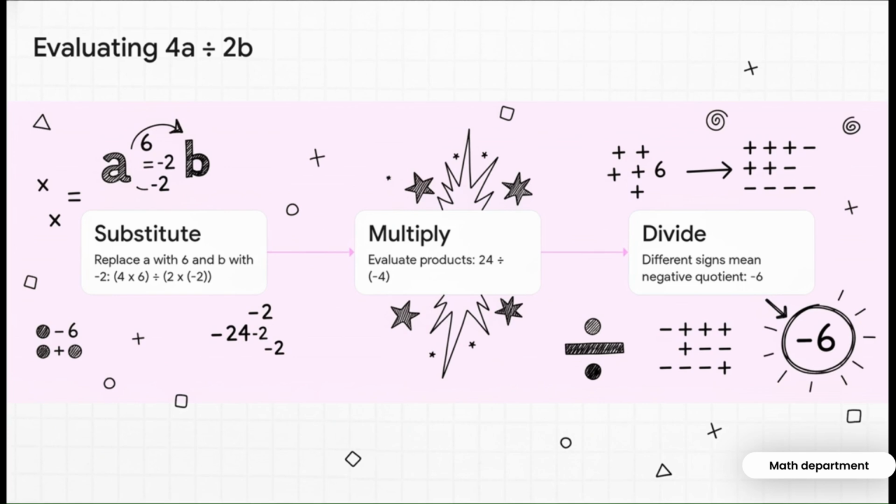Step 3, we're left with 24 divided by negative 4. A positive divided by a negative means our final answer has to be negative. 24 divided by 4 is 6, giving us a final answer of negative 6. Excellent work if you got that.